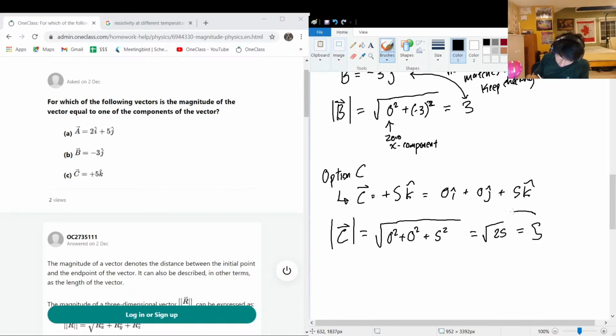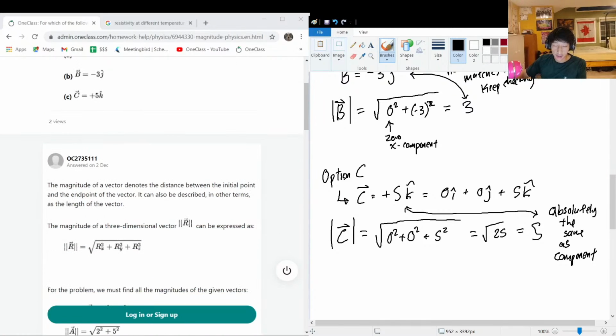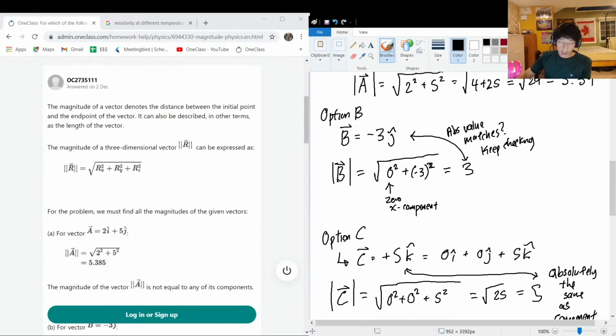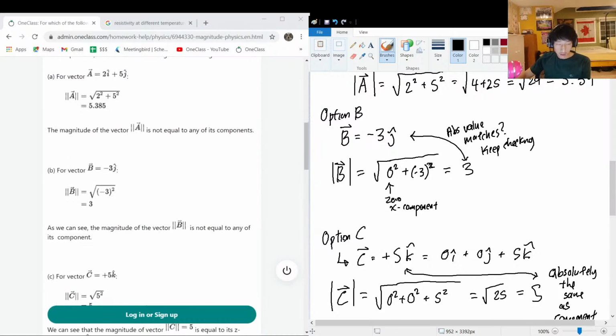And this is unambiguously, absolutely the same as the component. And this is unambiguously correct. So C would be your best option for this case. Even though for option B you could argue that it's right, since C doesn't require arguing to be determined correct, C would be your better answer if you were to actually see this on an exam type situation. Okay, so yeah, they came to similar conclusions here.